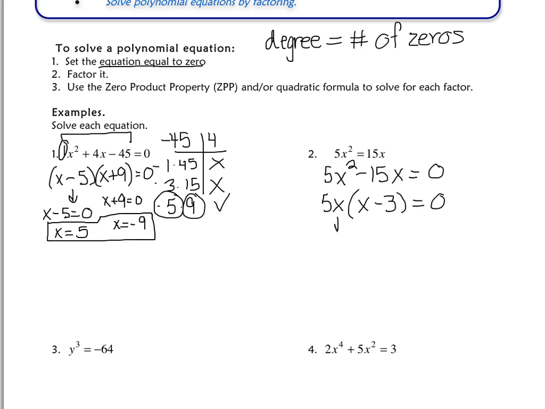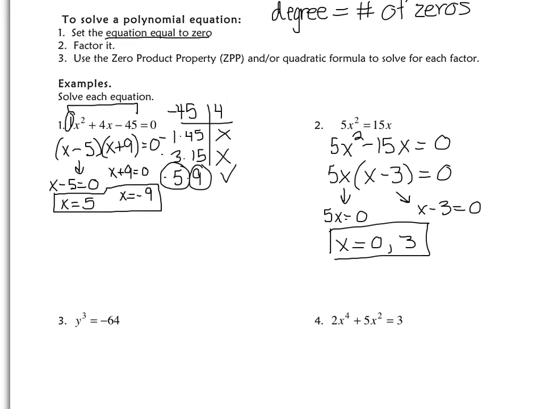Set each factor equal to 0, so 5x equals 0, and then we get x minus 3 equals 0. From the first little equation, we get x is equal to 0, and from the second one, we get that it equals 3, so those are our 2 zeros for number 2. Let's take a look at number 3.